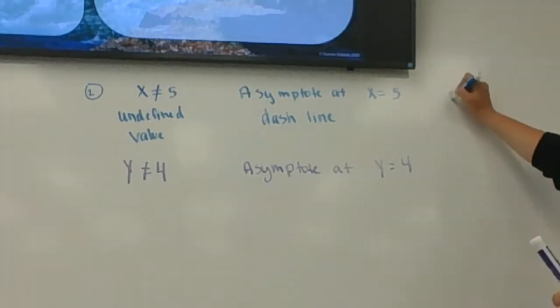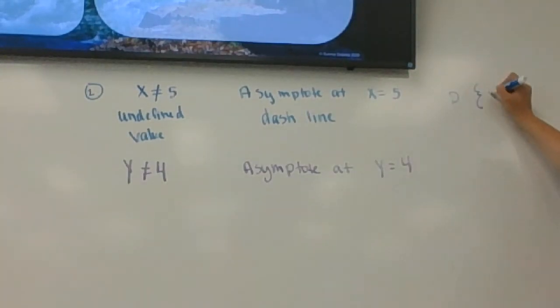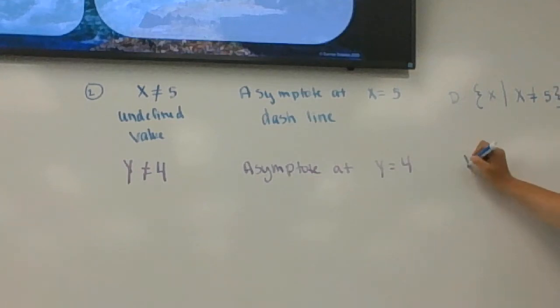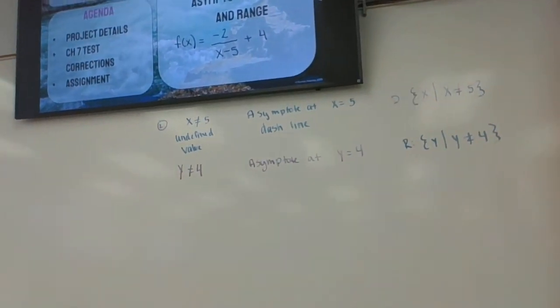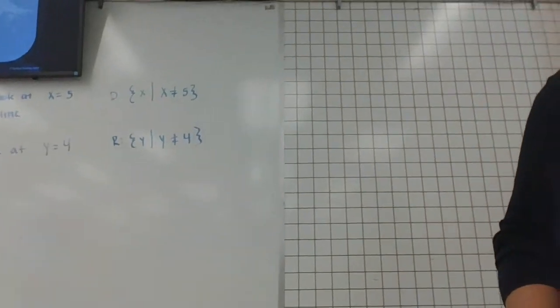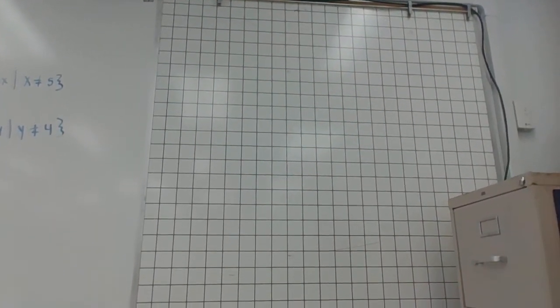So my domain is x is everything excluding 5. And my range is y is everything excluding 4. And that's the framework of the graph. You can draw a pretty good rough sketch of this graph just from this information.